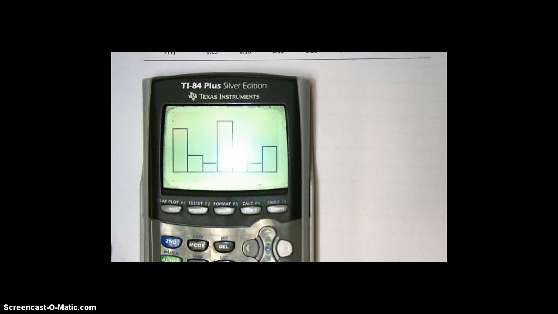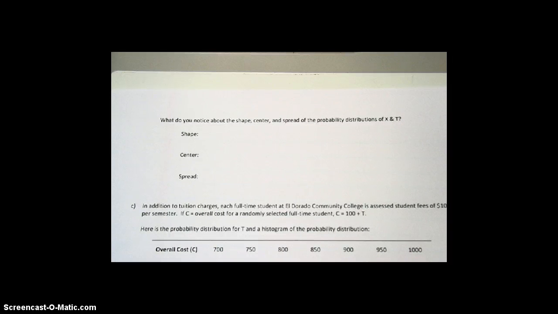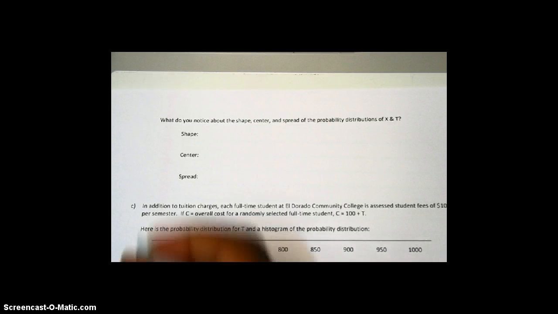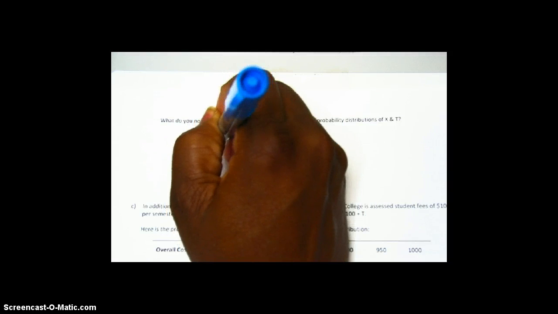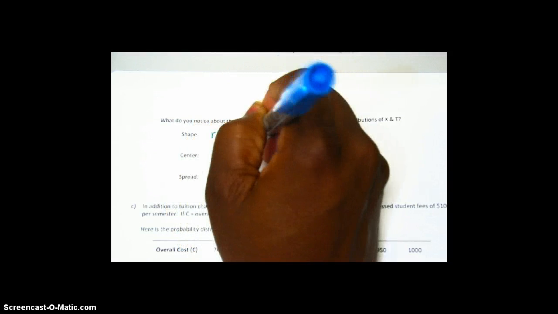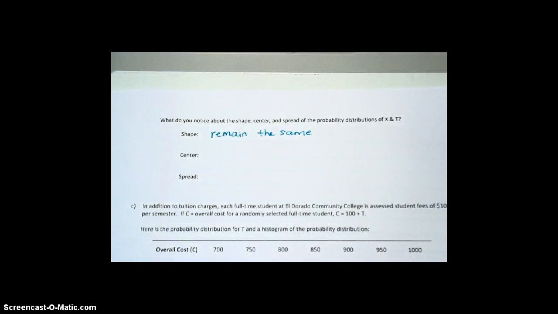So let's take a look at what we may have noticed. In comparing these distributions, x the number of credit hours and t the tuition charge for full-time students at El Dorado Community College, you should have noticed that the shapes of the distribution remain the same. Even though I multiplied every value by $50 to come up with the tuition cost, that did not change the shape of the probability distribution.